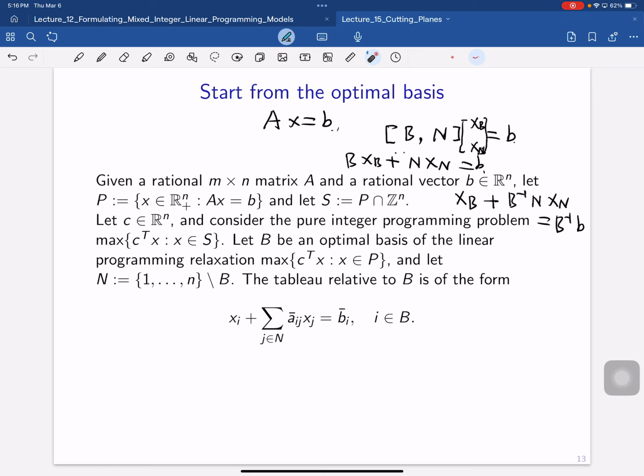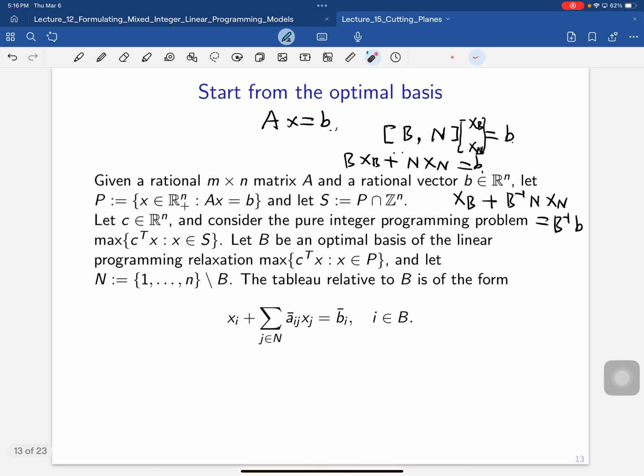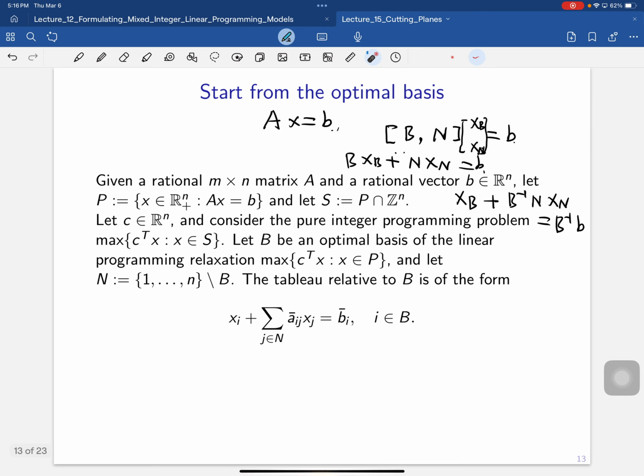So let's suppose you already solved the LP to optimality. Then each row of what is called the simplex tableau looks like this. Because here you have xB, basically you have an identity matrix times xB. So in each row i, you have xi plus some aij bar times xj, where the j's are the non-basic variables.